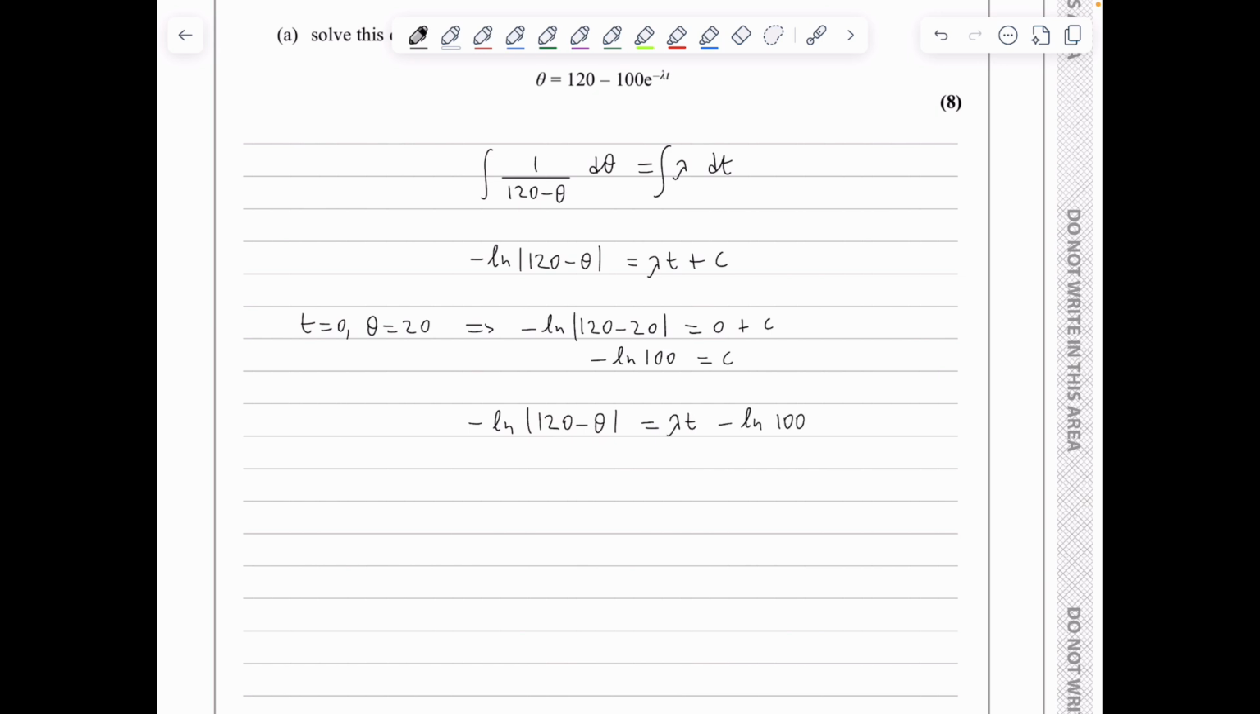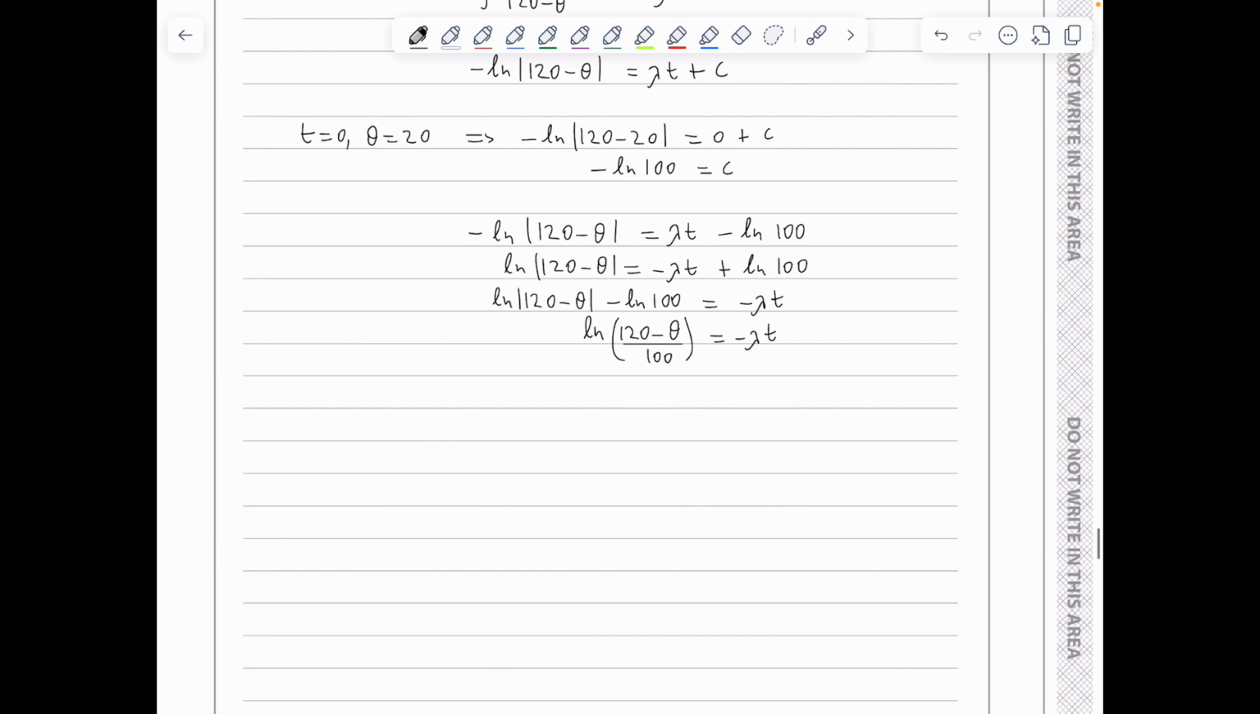I will start by multiplying everything by negative 1, leading to ln of (120 minus theta) is equal to minus lambda t plus ln of 100. I will now collect the logarithmic terms on the left-hand side, leading to ln of (120 minus theta) minus ln of 100 being equal to minus lambda t. I will write everything as a single logarithm on the left-hand side, so we're looking at ln of (120 minus theta) over 100, and this is equal to minus lambda t.